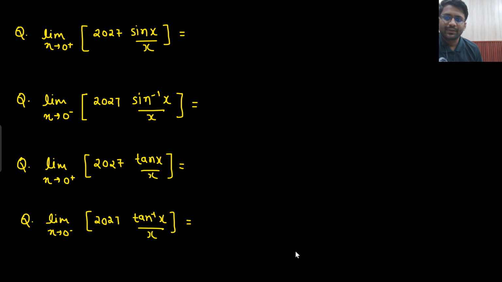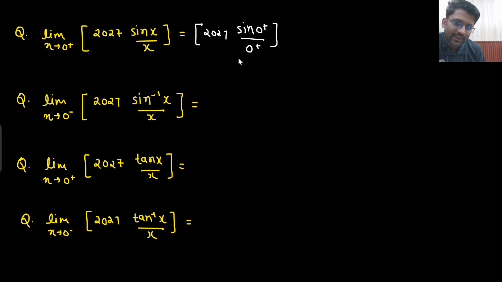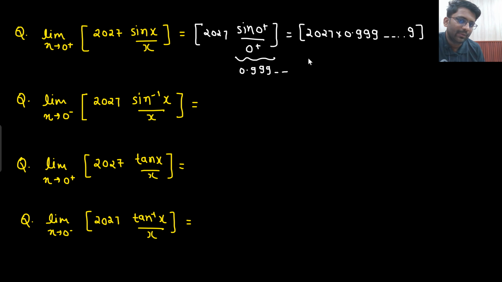Yeah, so did you solve this question? What was the answer of this one? 2026. Why is that so? So for 2027 sin x by x as x goes to 0 plus, you know this value is less than 1, nearly equal to 1 but less than 1. That means this value will be somewhat 0.9999999. So basically 2027 is being multiplied with 0.999999999.